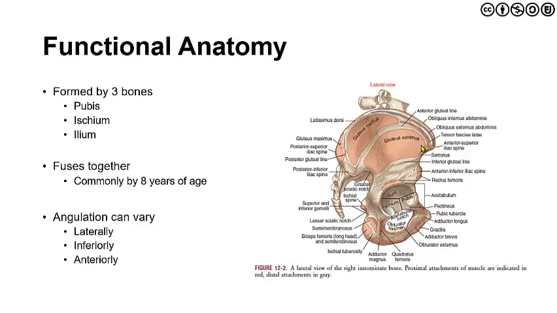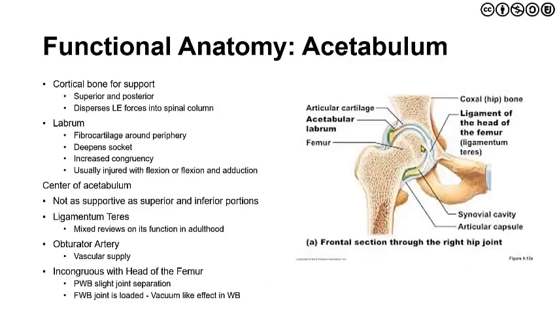The angulation, though, can vary. So it can be a little bit more lateral, a little bit more inferior, a little bit more anterior, and this can contribute to other problems that we see at the hip, things like dysplasia or things affecting angle of inclination, anteversion and retroversion, which we'll talk about momentarily. And so we need to keep this idea in the back of our minds and hold on to it as we appreciate, again, the anatomy of the hip.